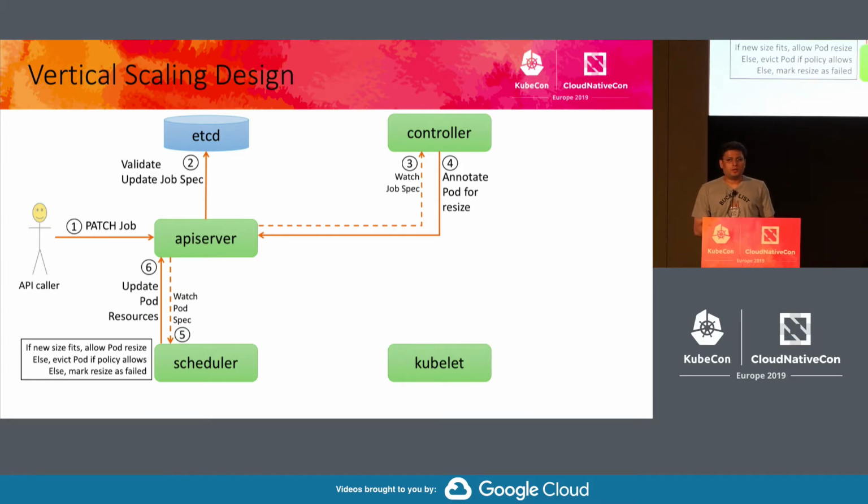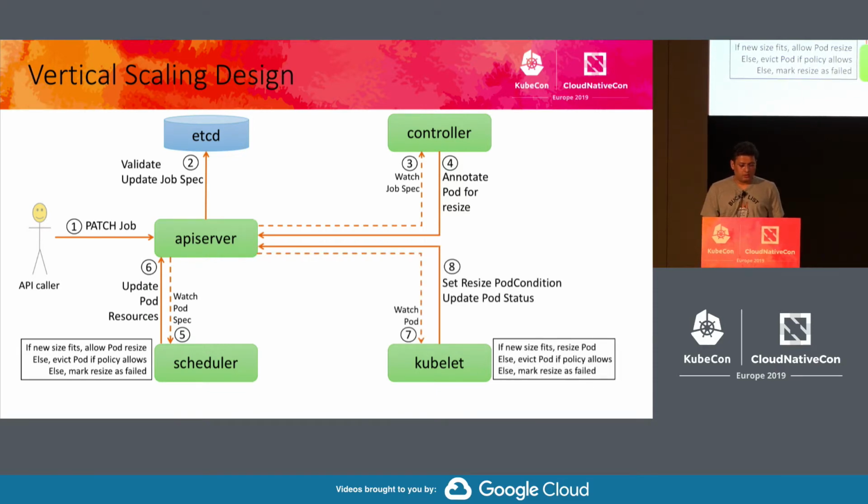If the policy says no, don't reschedule me, then it will mark it as failed. So in this case, we're going to go with step 6, where we had the capacity and we're able to update the pod resources. Now it's kubelet's time to act. So kubelet is watching the pod as well. So it sees that there is an update to the pod spec, and it says, okay, looks like it needs more resources or less resources, and it runs through the same predicates that the scheduler is looking through, same algorithm.